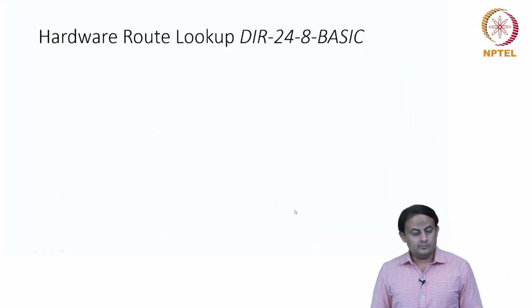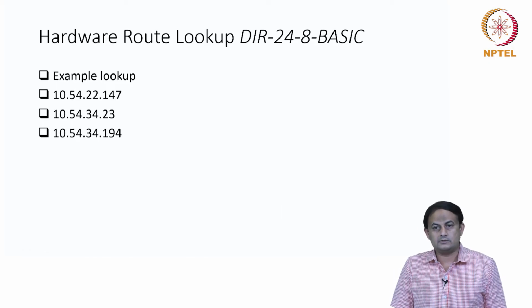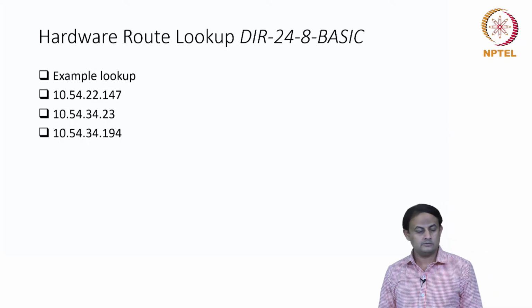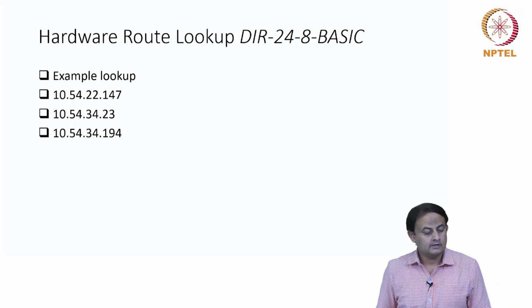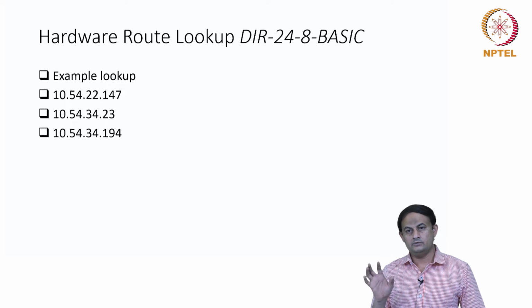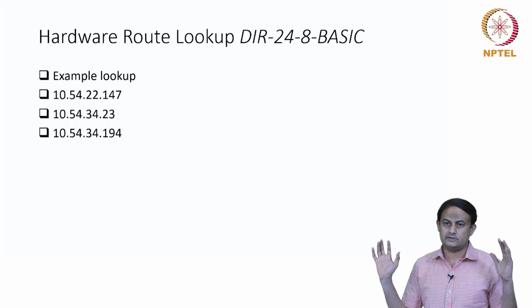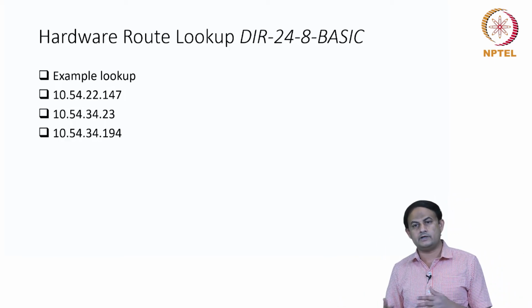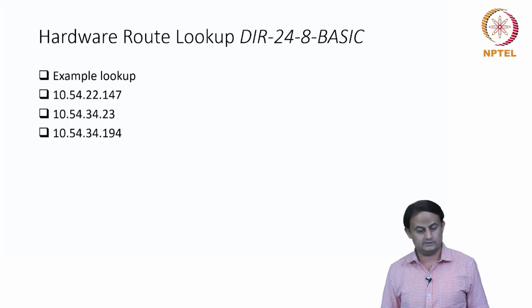So let's take an example of a particular IP address and see how exactly the lookup operation, the search operation, in this two table structure is done. The first IP address that I get is 10.54.22.147. So we need to look into which series this is falling. The IP address is always 32 bits, but the way you do the comparison is based on whether it is falling under the first series, second series, or the third series.